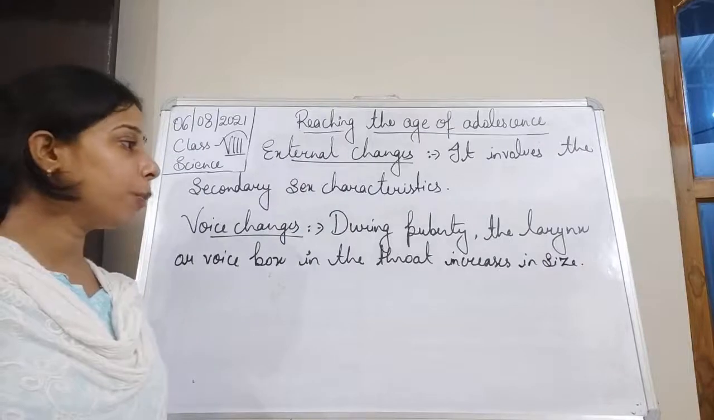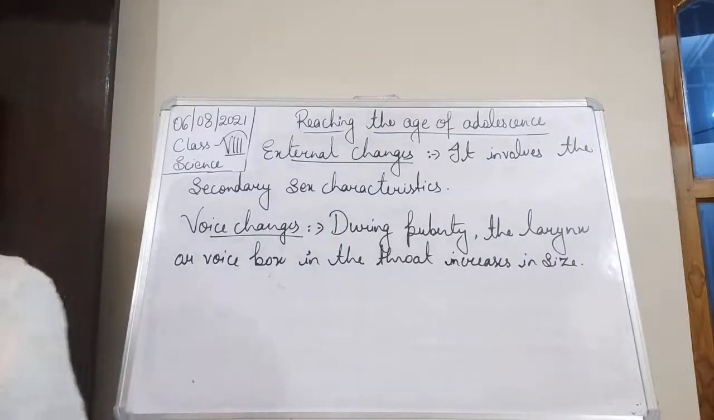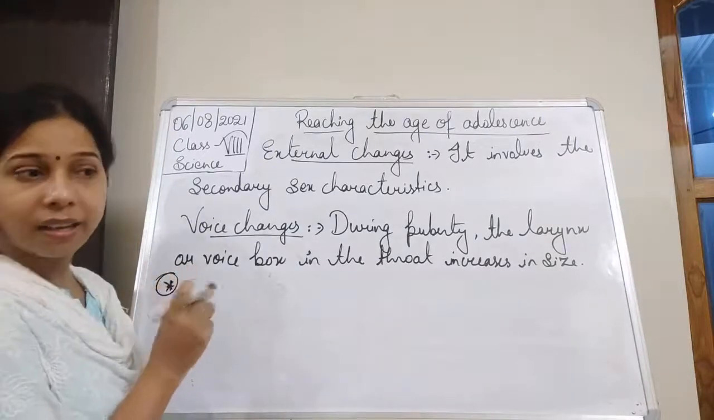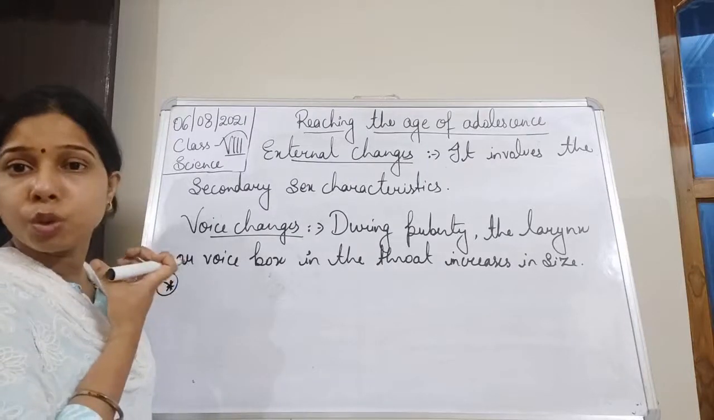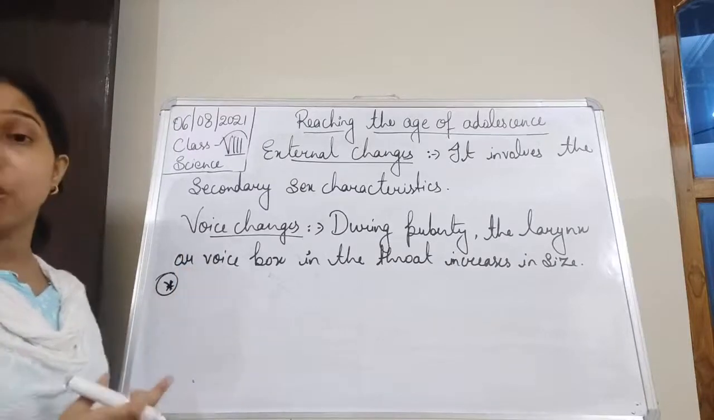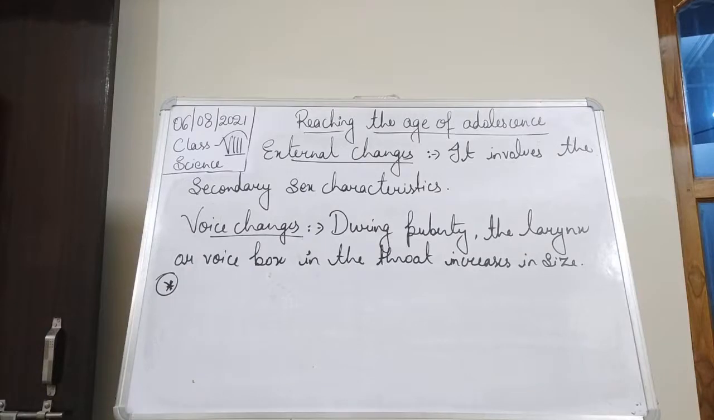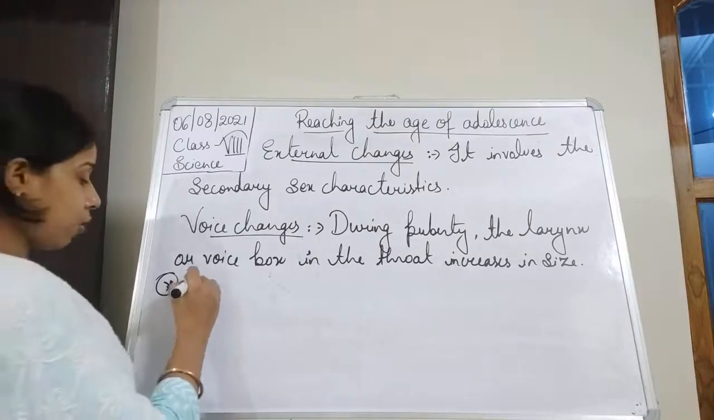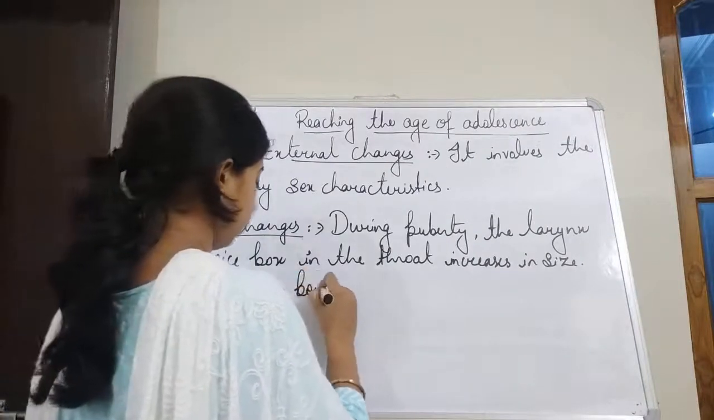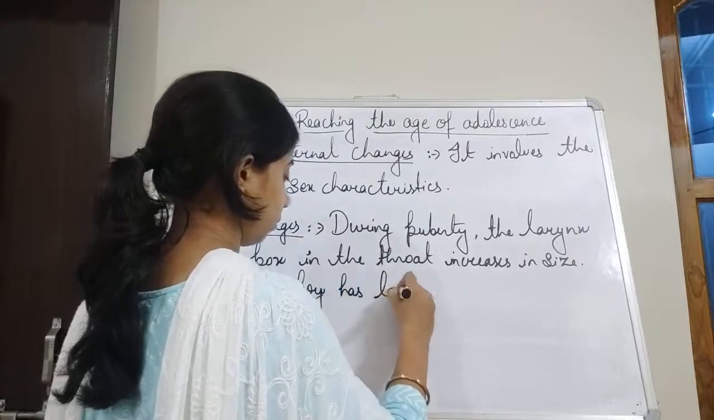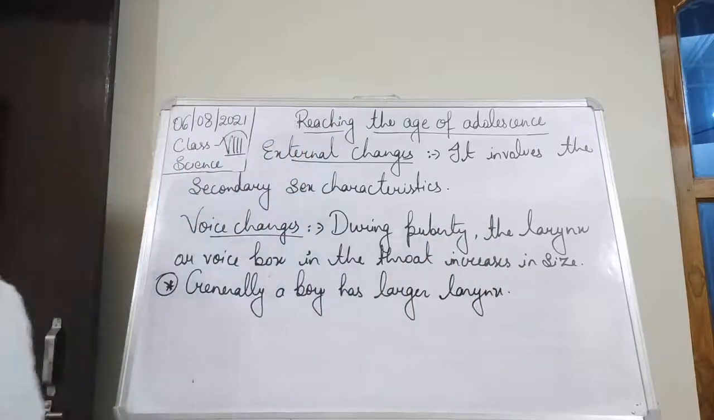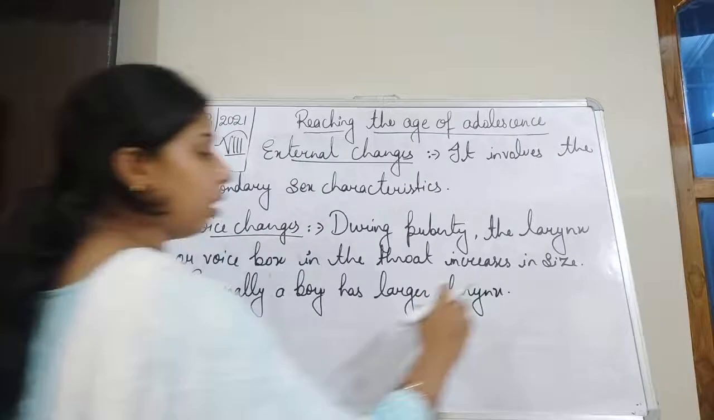So what happens during puberty, the larynx, or we call it the voice box, increases in size. Generally, a boy has a larger larynx. Sometimes this larynx comes outward, students, and this outgrowth is called Adam's apple, which is found mainly in boys. A boy has a larger larynx than a girl.